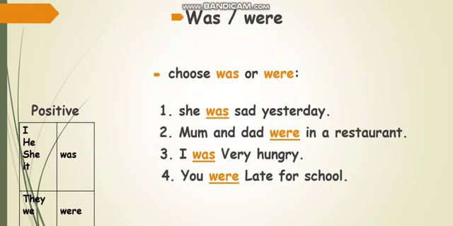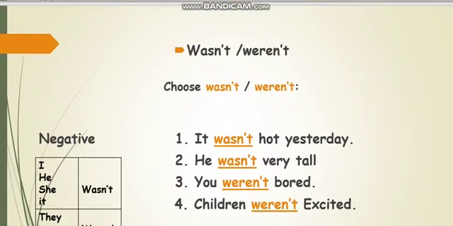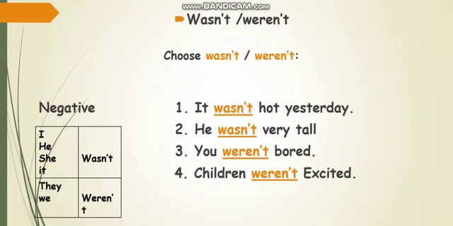Mom and dad. Yes, they, plural. So mom and dad were in a restaurant. Number 3, I was very hungry. I was. Number 4, you were late for school. You were. In the negative, choose wasn't or weren't.